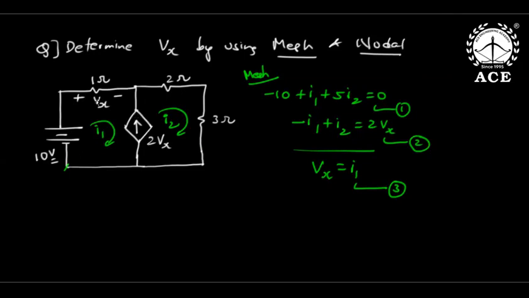Okay. Then link equation. Vx is the voltage across 1, so Vx is 1 into I1. Okay, everybody? Yes, these are the three equations.